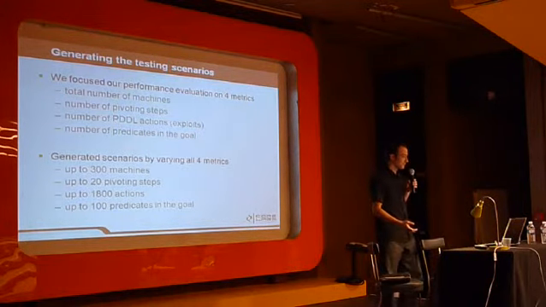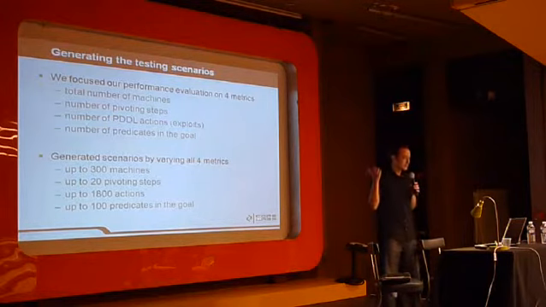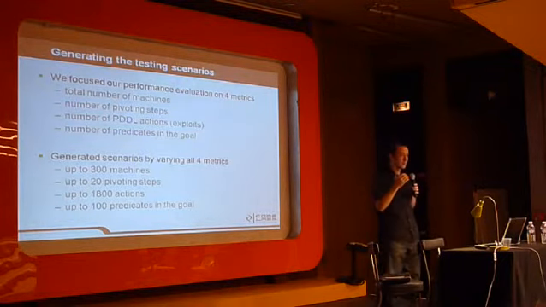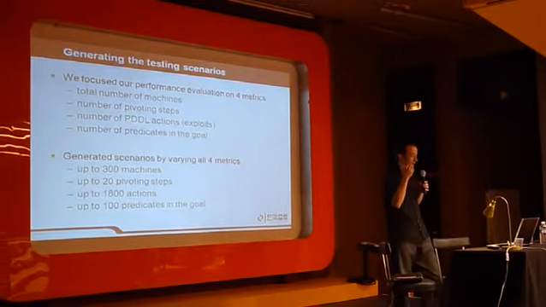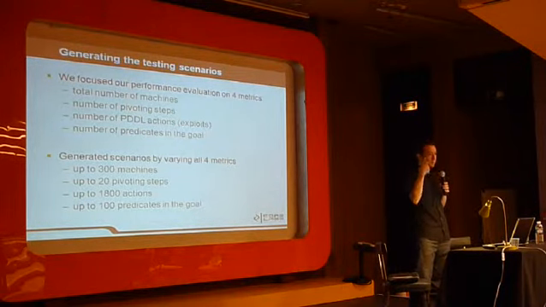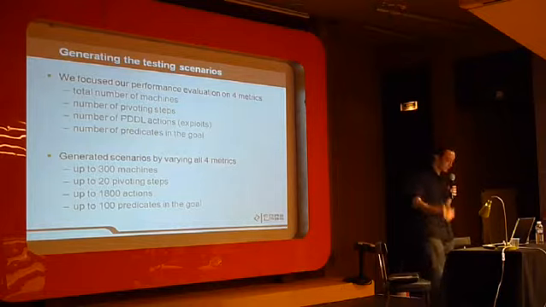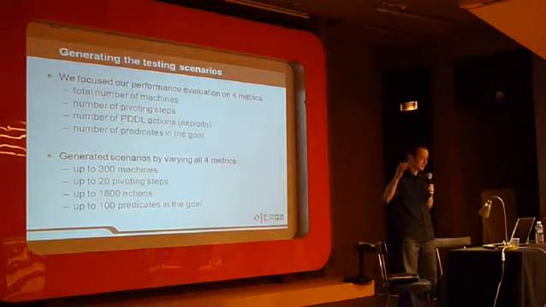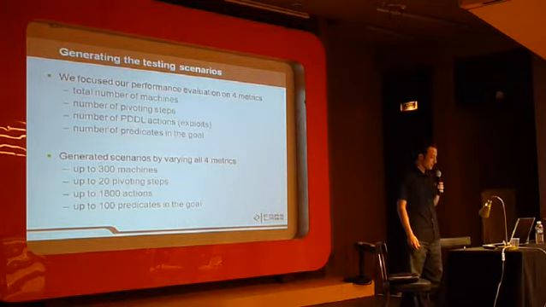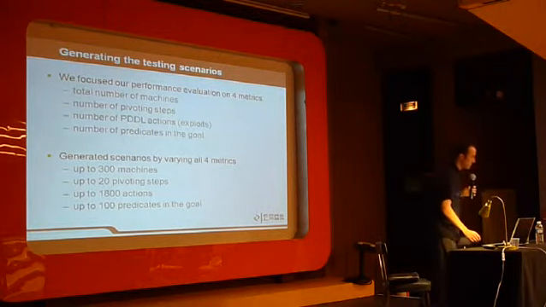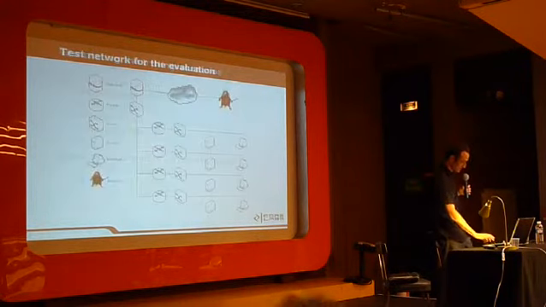To do our performance evaluation, we basically use 4 metrics: the number of machines, the number of pivoting steps, the number of PDDL actions, which are basically related to the number of exploits, and the number of predicates that we put in the goal, like if the goal is to take control of one machine or 100 machines simultaneously. In those metrics, we were able to go up to 300 machines in the network, 20 pivoting steps, 1,800 actions, and 100 predicates in the goal. So we're quite satisfied with the results.